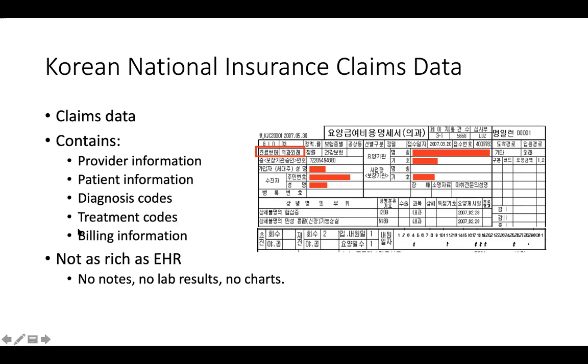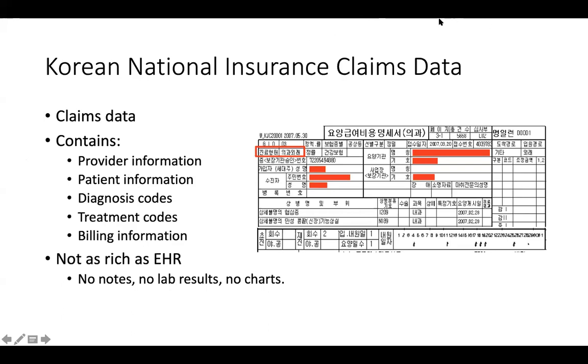If you have private insurance, all this information is filled in this form. So this is your name, provider's information, your information, diagnosis, treatments, and billing information, and that's it. It doesn't contain notes. It doesn't contain lab results, your blood pressure, or your weight, or your height, or your body temperature. It doesn't have charts. It doesn't have images. It doesn't have anything. It only has this information. So it's a rather very limited data set compared to actual EHR.